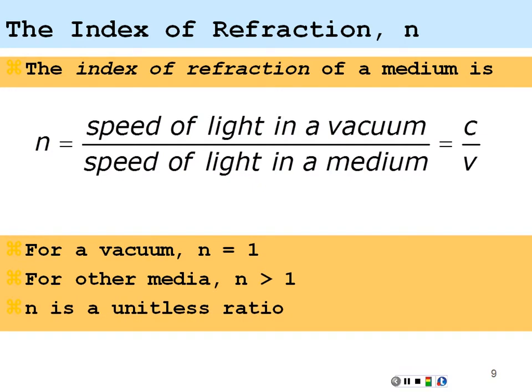And as a unitless ratio, it's just simply the ratio of these two speeds. Speed of light in a vacuum to the speed of light in the medium, and it's going to be a number greater than 1.